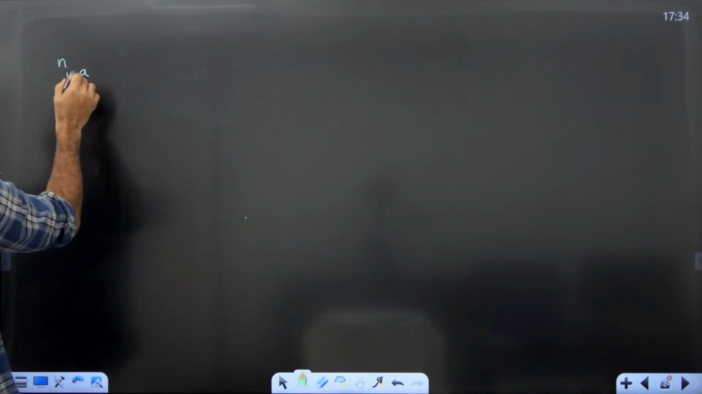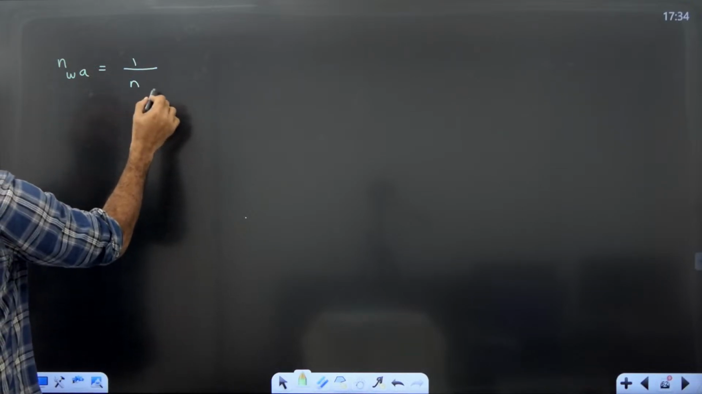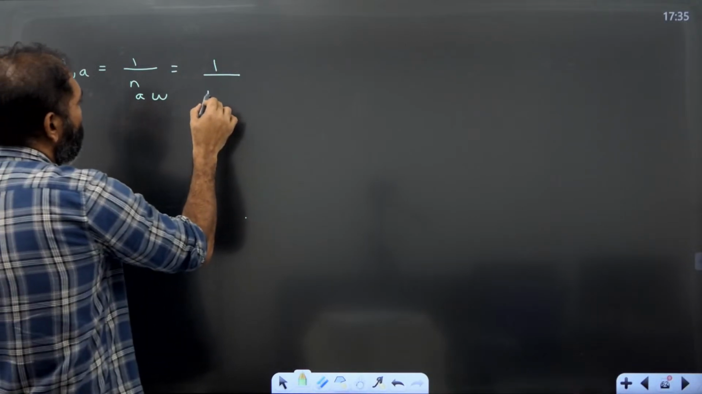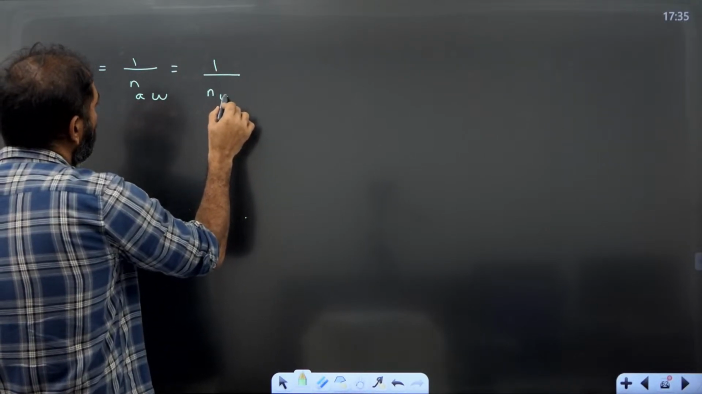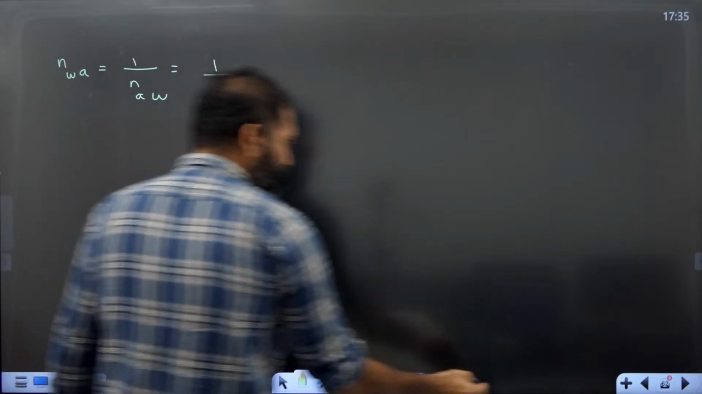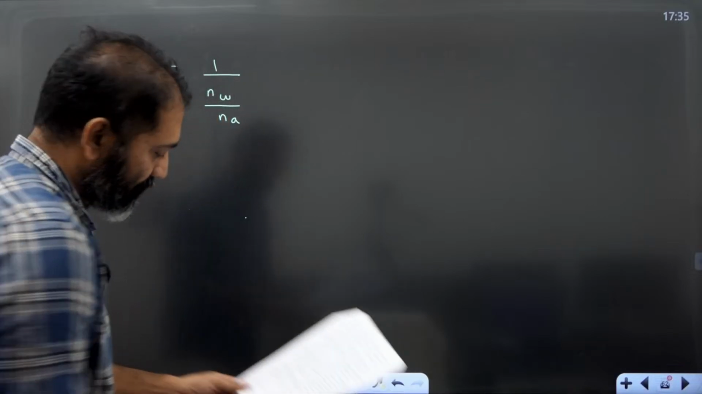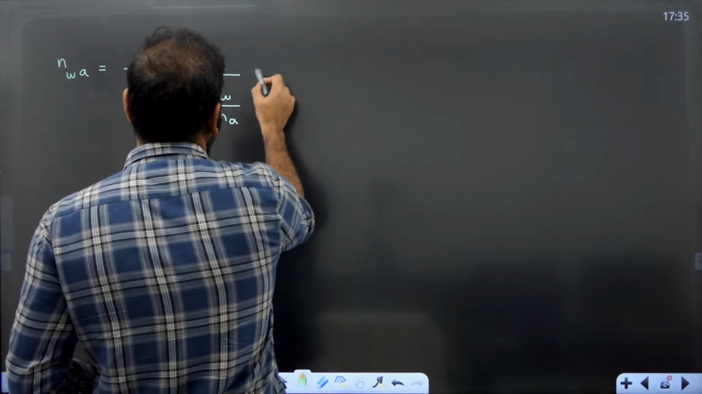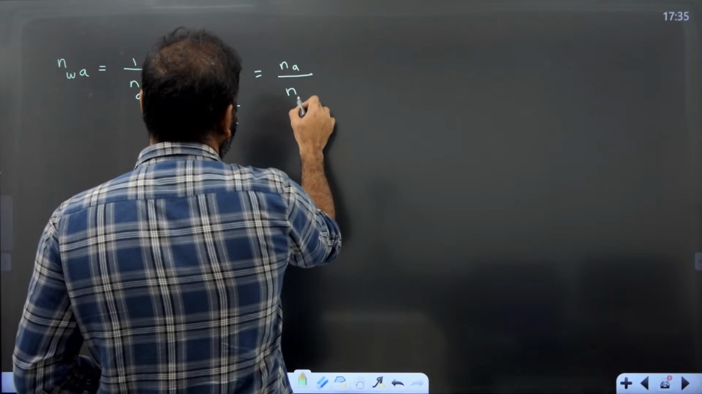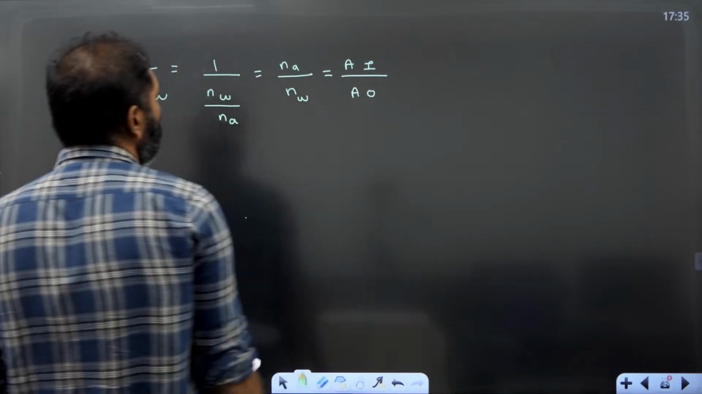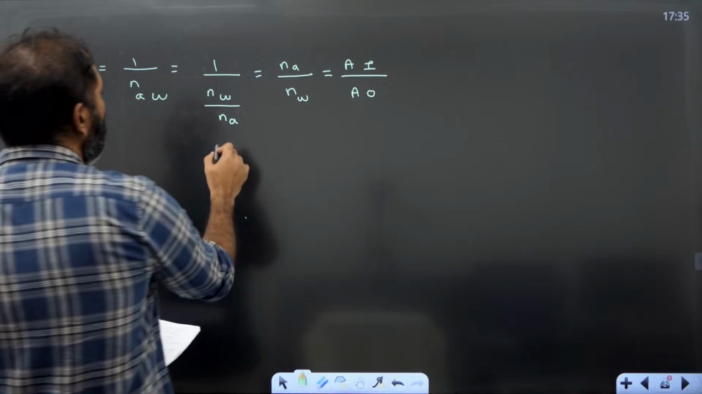So refractive index of air with respect to water is equal to 1 by refractive index of water with respect to air, which is 1 by refractive index of water divided by refractive index of air. So what happens? Air moves to the numerator: refractive index of air divided by refractive index of water is equal to what? AI by AO. So refractive index of air is equal to what?